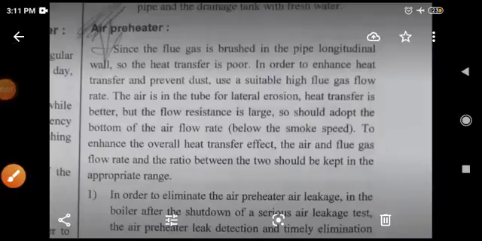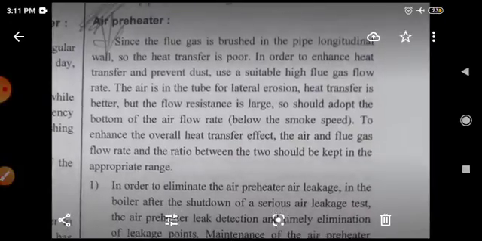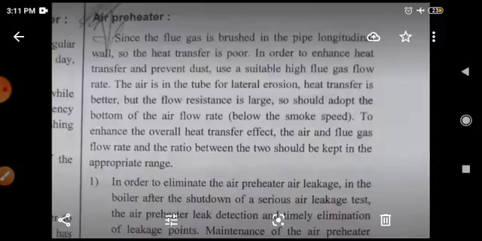Hello friends, this is the seventh lecture of Steam and Gas Power Plant from the Power Plant Engineering course for third year. We have seen different boilers, high pressure boilers, then how to generate steam, different maintenance procedures, different controlling parameters, and the different components of the boiler.